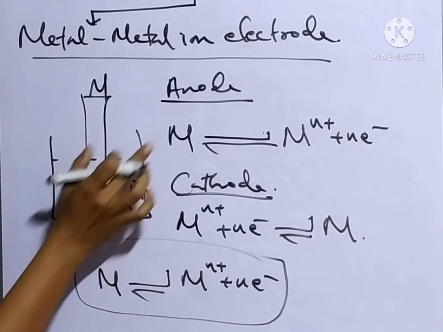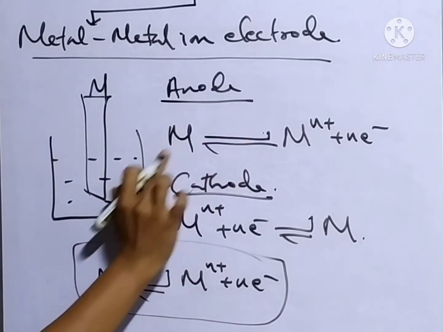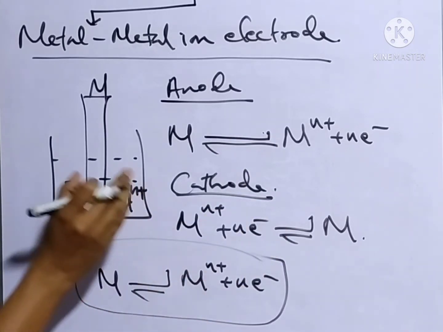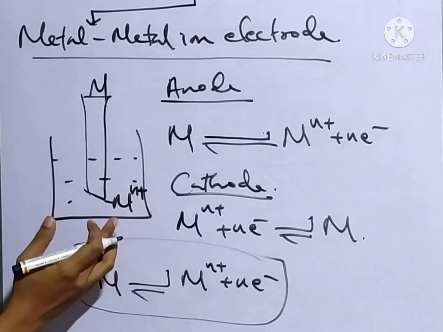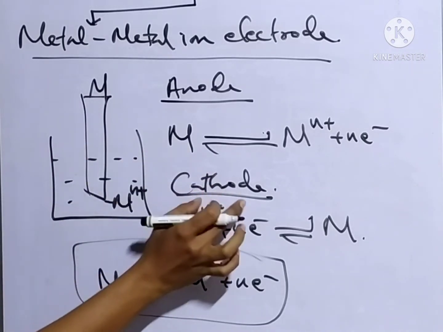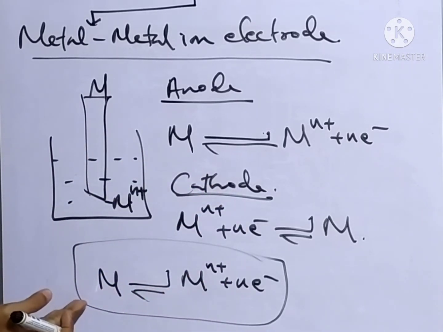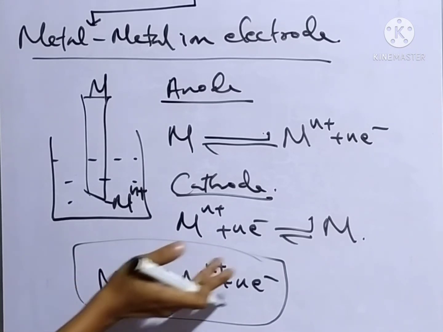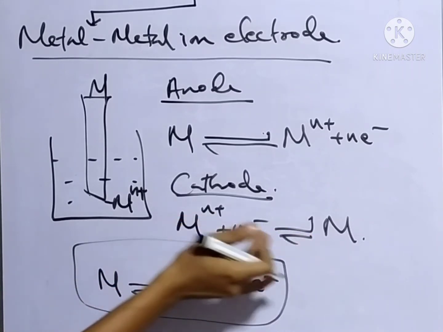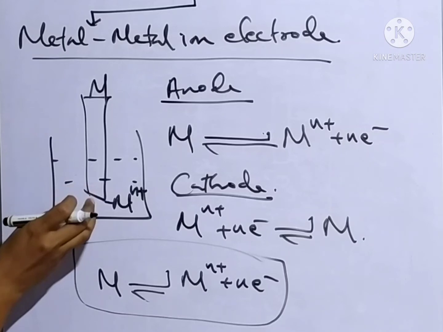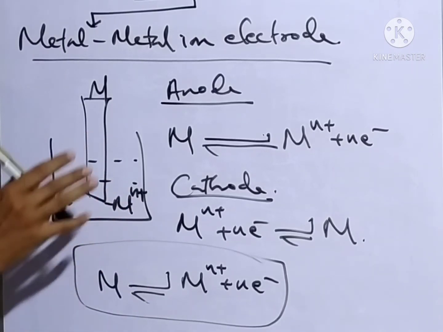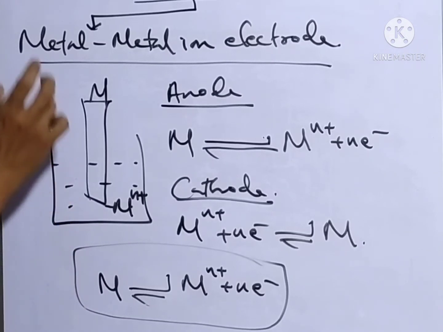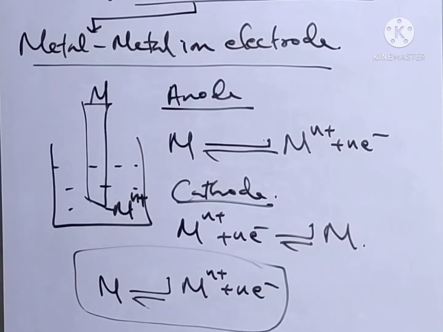If it acts as an anode, the reaction shifts towards the right, and the concentration of Mn plus ions will increase. If it acts as a cathode, then the reaction shifts backwards, and the concentration of Mn plus ions will decrease. Each half cell in a Daniell cell is an example of a metal ion electrode.